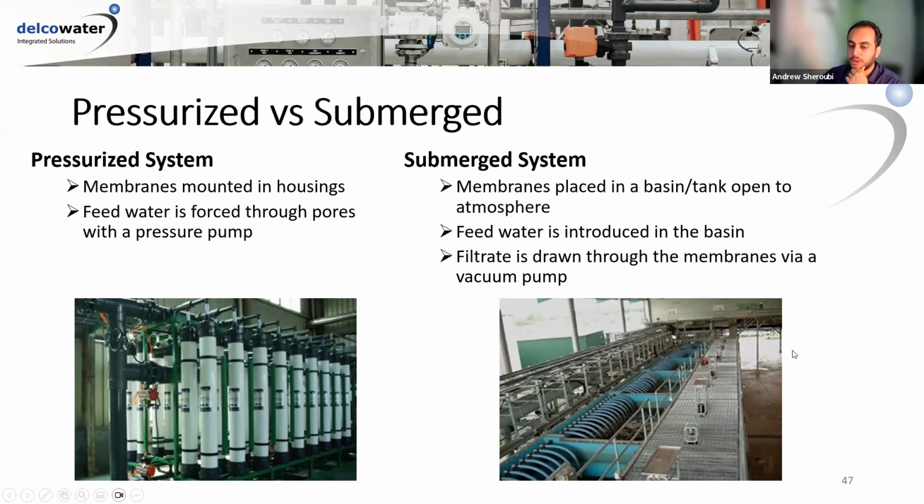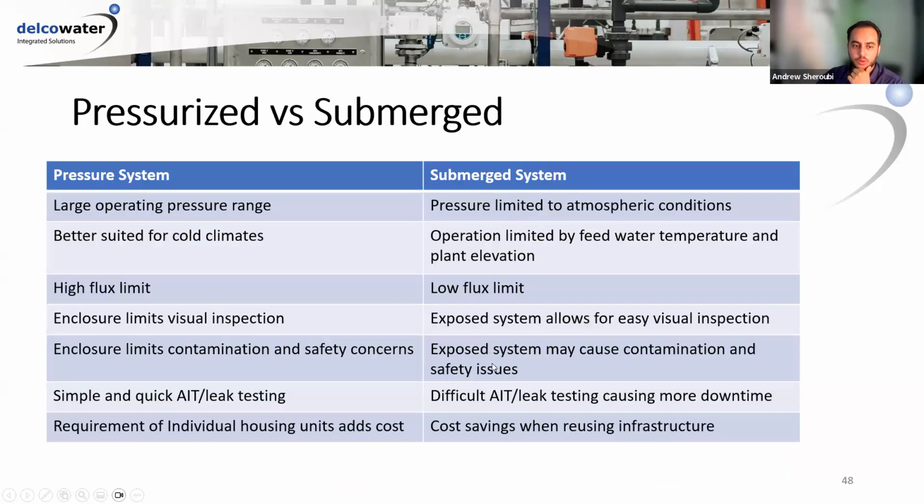And again, this one is more applicable for large plants, because if you need to build 20 of these skids, it becomes very expensive versus building these larger basins. A quick overview of pressurized versus submerged. Pressurized gives you a lot of flexibility because you can always increase the pressure if you need to push more water through, or with cleaning and things like that. But with submerged, you cannot create more vacuum. You're limited to atmospheric conditions. It's either you have a vacuum or not. This is usually better suited for colder climates.